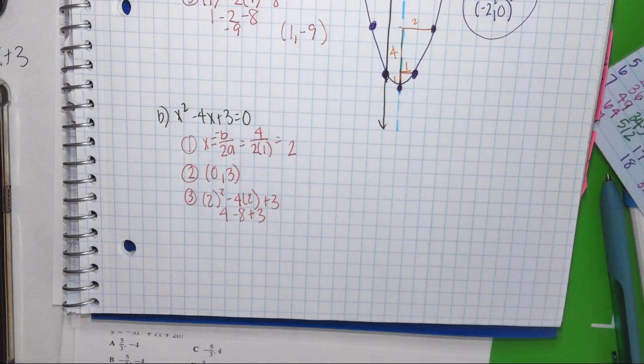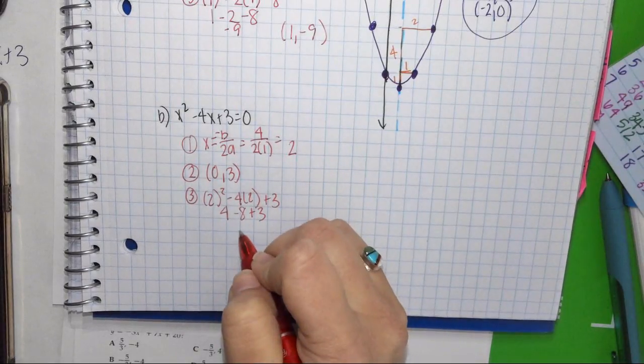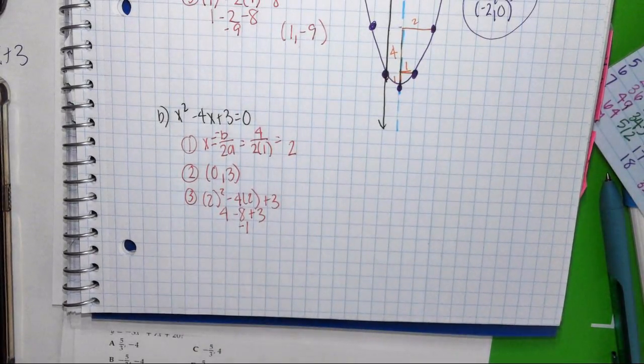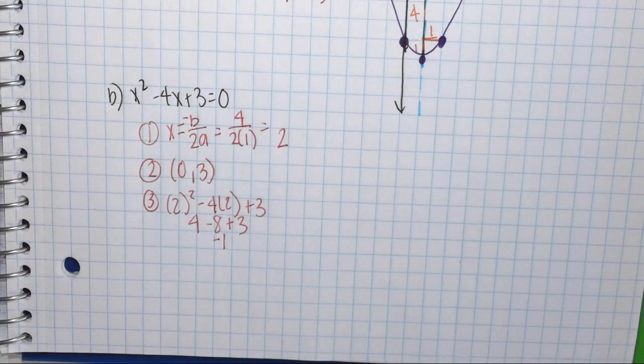Negativo 1. ¿Por qué? Porque sí. ¿Por qué? Porque 4 menos 8 más 3 es negativo 1. Because 4 minus 8 is what? Negative 4. And negative 4 plus 3 is? Fantastic. That's what I wanted you to tell me. But you get a point, Jorge.